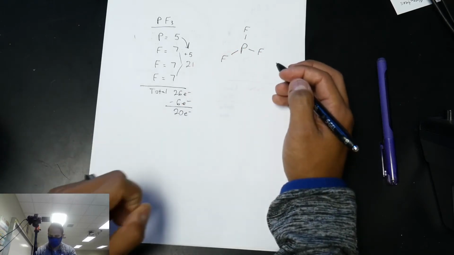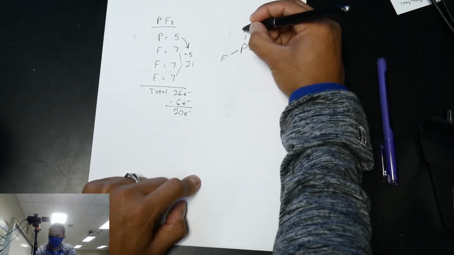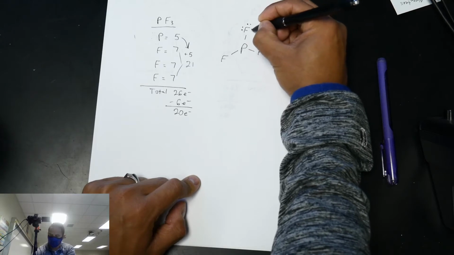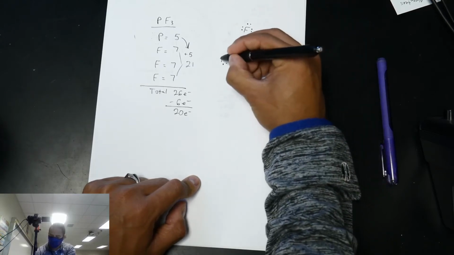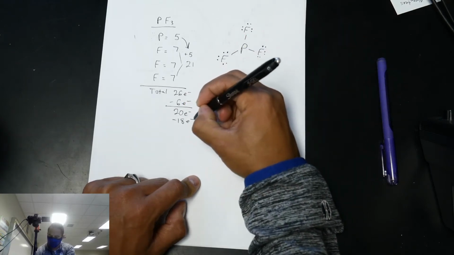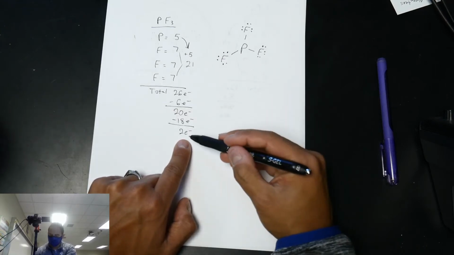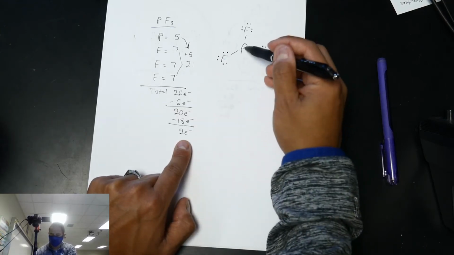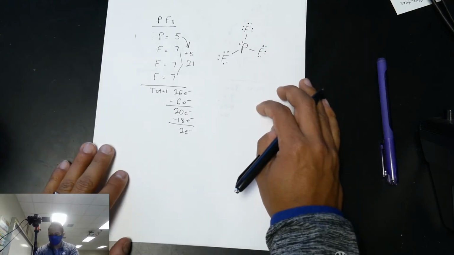Then from here, we're going to put these as lone pairs, starting with the outside atoms. So we'll go 1, 2, 3, 4, 5, 6, 7, 8, 9, 10, 11, 12, 13, 14, 15, 16, 17, 18. So we've used 18 electrons as lone pairs, which means we have 2 electrons left. And the last 2 now are going to go as a lone pair on the middle atom. So 1, 2. All right, so we've drawn our structure.